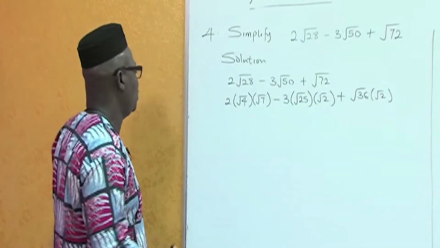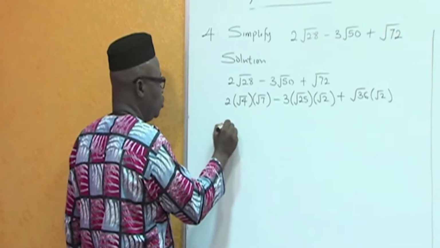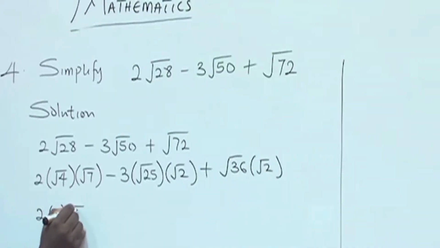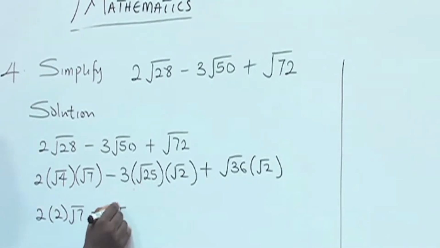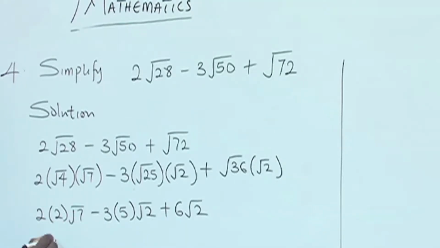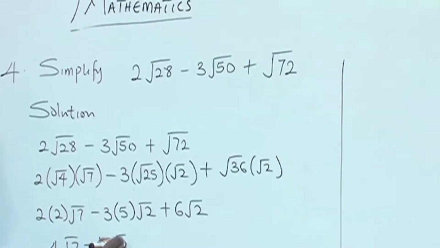So at this point, we'll simplify those perfect squares that we have. So this is 2, root of 4 is 2, then I have root 7. Then this is 3, root 25 is 5, then I have root 2. Then root 36 is 6, then I have root 2. So 2 times 2 is 4 root 7, minus 3 times 5 is 15 root 2, then plus 6 root 2.